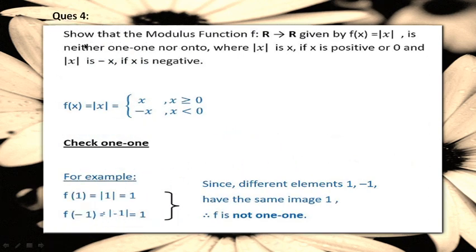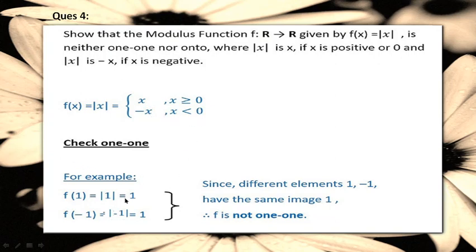Now let's take question number 4. Show that the modulus function defined from R to R given by this is neither one-one nor onto. After that they have given the definition of mod x. If it is not given, then also you should know how we define the function. Mod x gives us the positive value whenever x is greater than or equal to 0, and it gives the negative of x whenever x is less than 0.